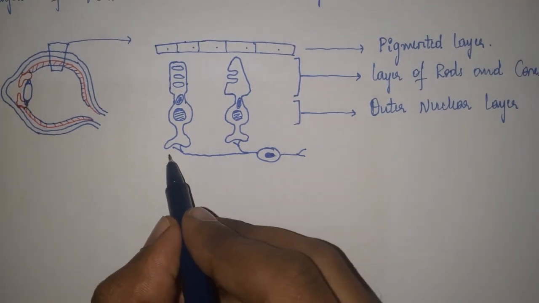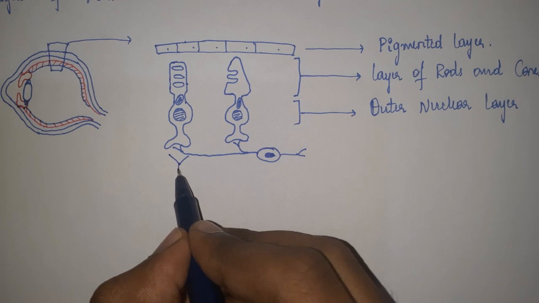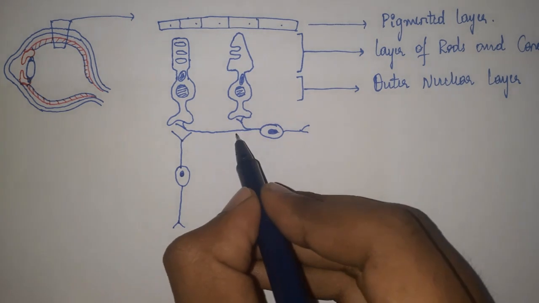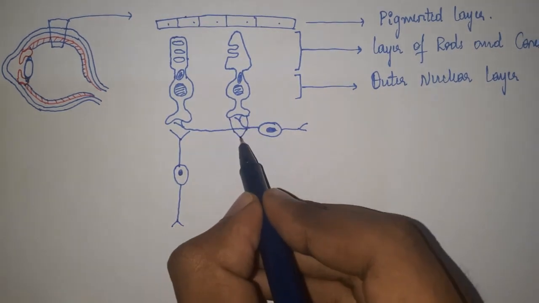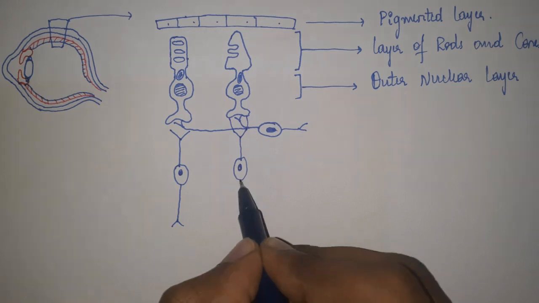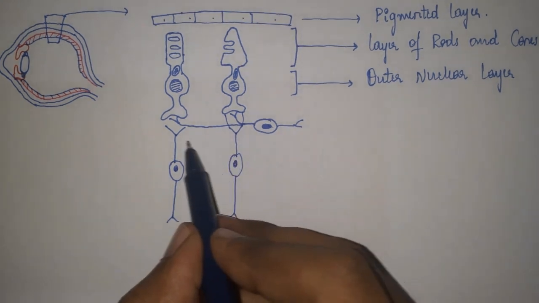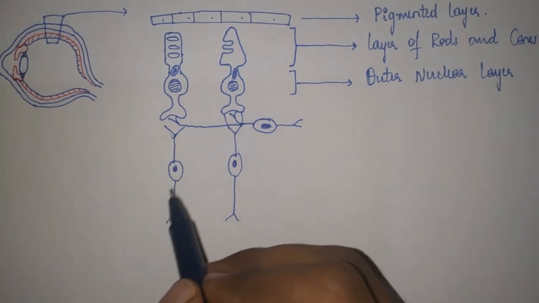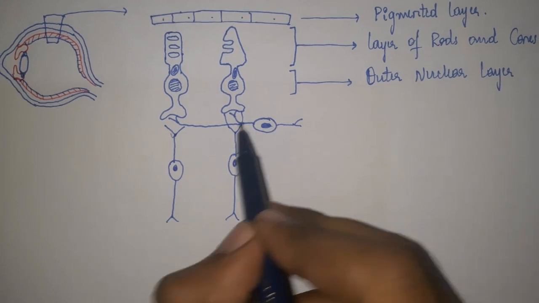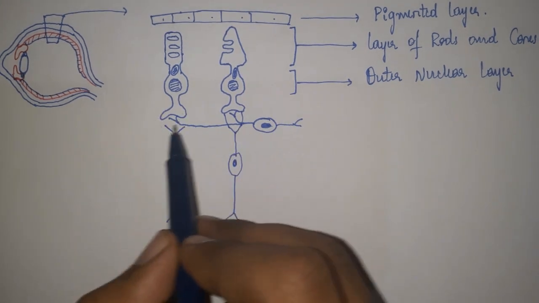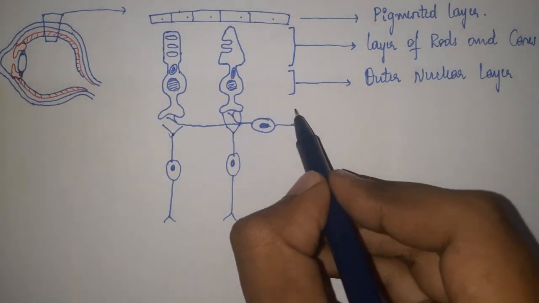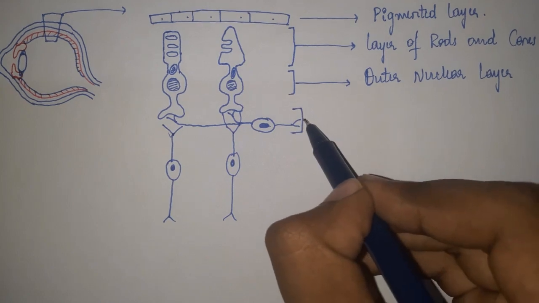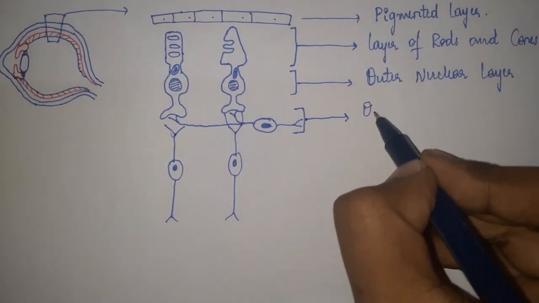And these are bipolar cells, and this also. The axons or terminals of the bipolar cells and horizontal cells and the synaptic body of the rods and cones form a plexus, that is, a network of nerve fibers. This is called the outer plexiform layer.